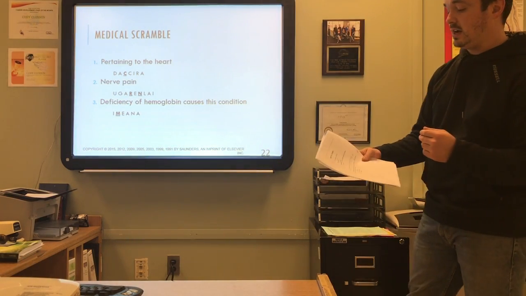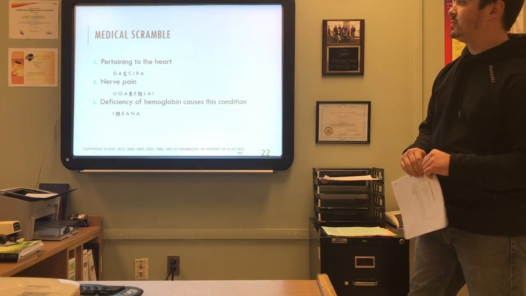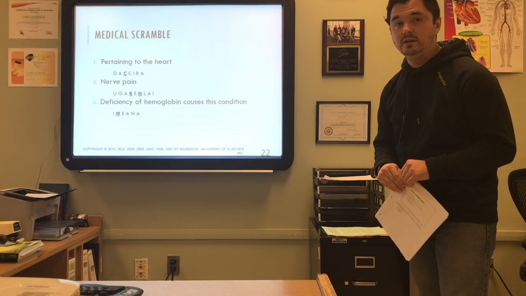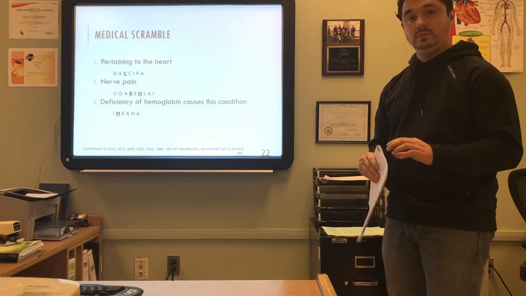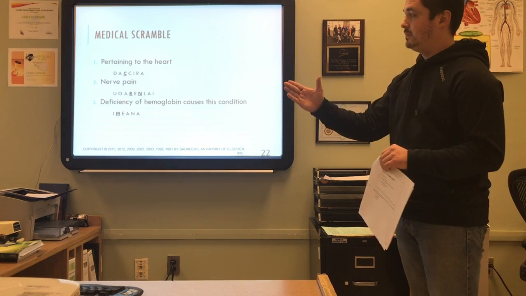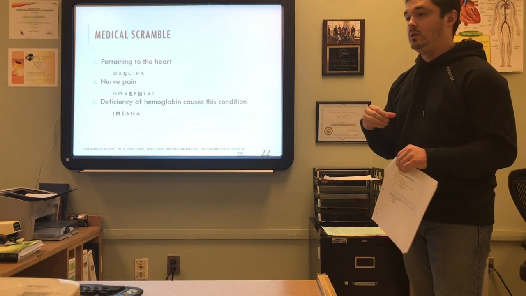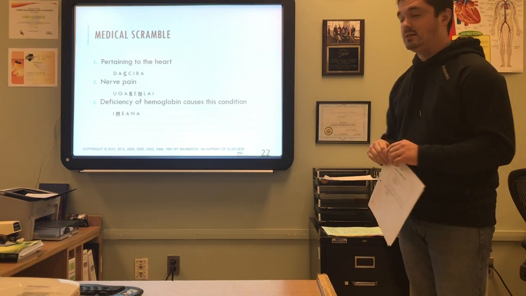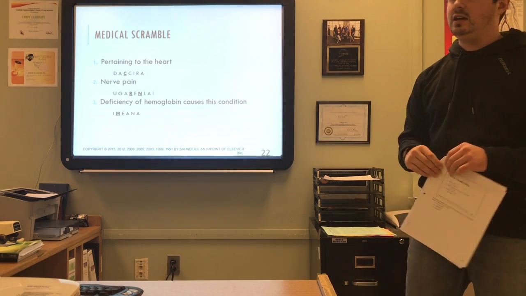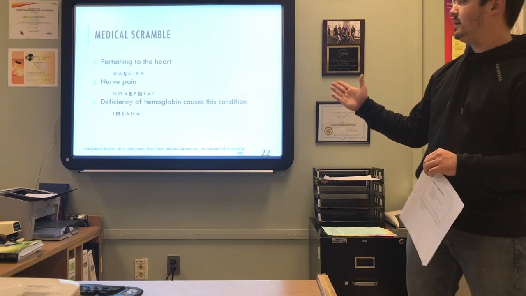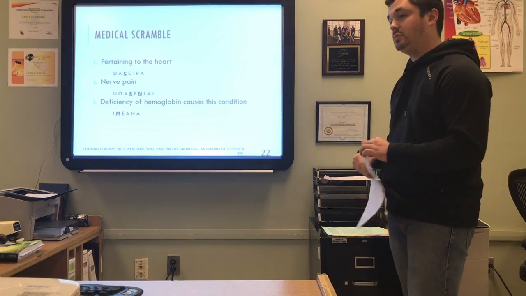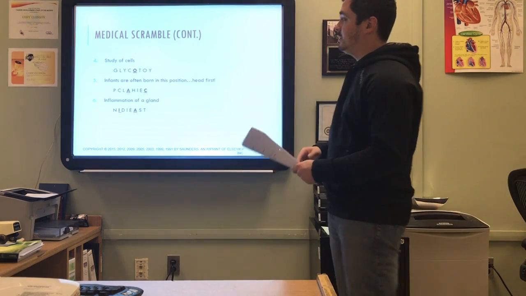And then just, of course, a little medical scramble here. Pertaining to the heart, it's all scrambled up, means cardiac. Nerve pain, okay, nerve is neuro, pain is algia. So combine them together, you get neuralgia out of those letters. Deficiency of hemoglobin causes this condition. That condition would be anemia out of those letters.